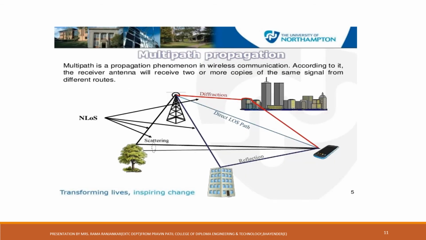Another example for multipath propagation. Multipath is a propagation phenomenon in wireless communication. According to it, the receiver antenna will receive two or more copies of the same signal from different routes. So different routes are very important. Such kind of propagation is called multipath propagation.